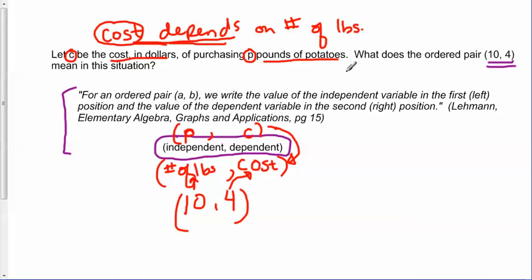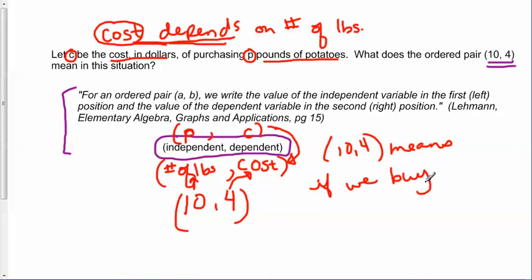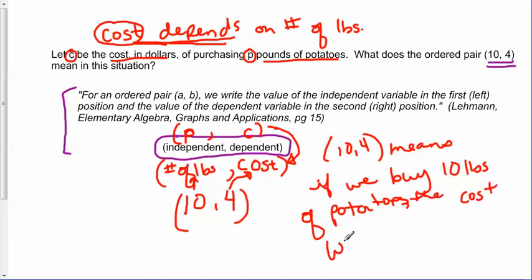So if we want to think about what (10, 4) means in this situation, the ordered pair (10, 4) means if we buy, so the 10 was number of pounds, right? 10 pounds of potatoes, the cost will be how much? Will be $4. So that's what that ordered pair means in this situation.